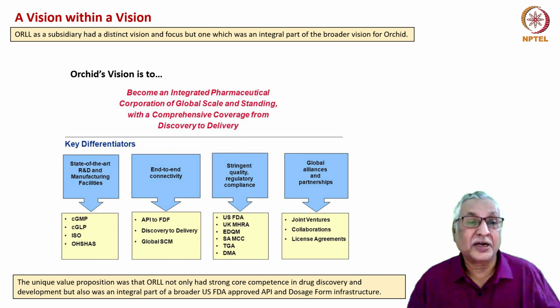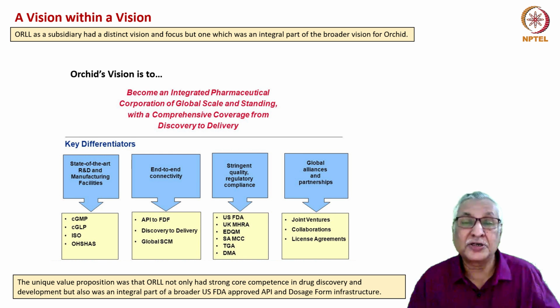ORLL as a subsidiary had a distinct vision and focus, but that was one which was within the overall vision of the company. If Orchid's vision was to become an integrated pharmaceutical corporation of global scale and standing with comprehensive coverage from discovery to delivery, the company had state-of-the-art R&D and manufacturing facilities which are CGMP compliant, CGLP compliant, ISO compliant and OSHAS compliant. It had end-to-end connectivity from API to FDF, discovery to delivery and global supply chain management.